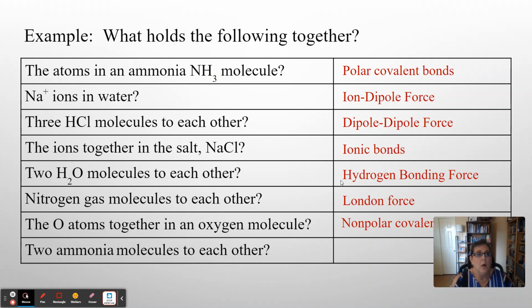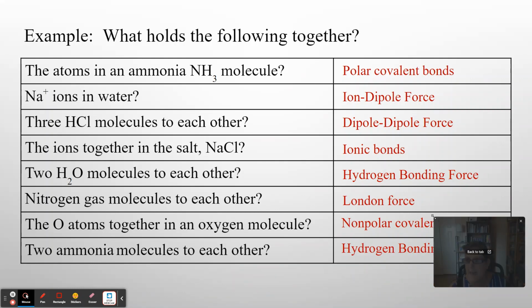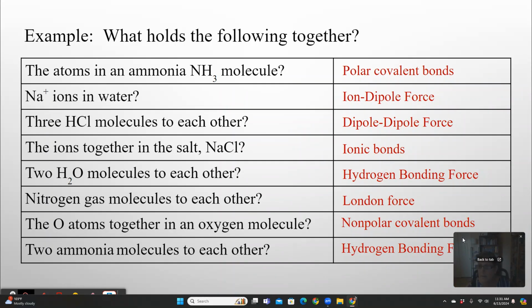All right. And the last one. What holds 2 ammonia molecules to each other? 2 ammonia molecules. Okay, that would be a force. Now, ammonia was given in the first one as NH3. So we have an N bonded to an H. What force goes with N bonded to H? Hydrogen bonding force. Yeah, hydrogen bonding force. There it is.